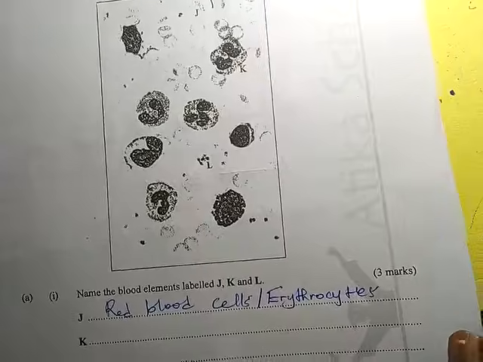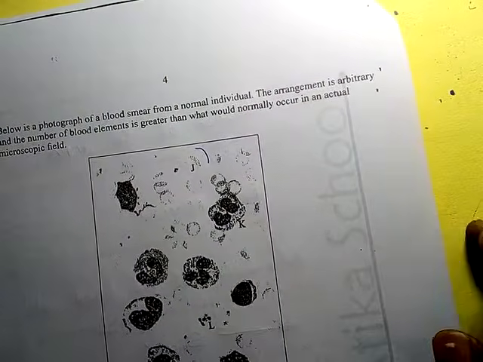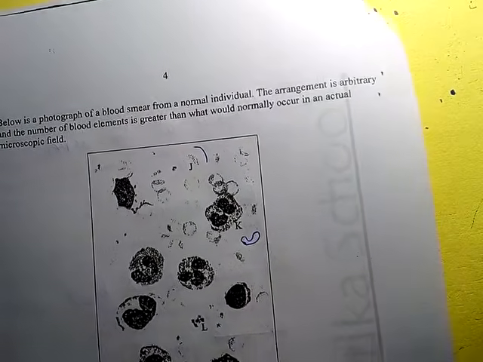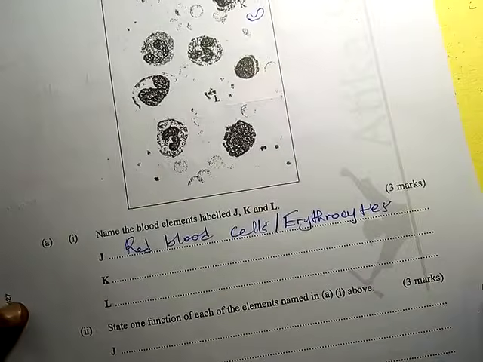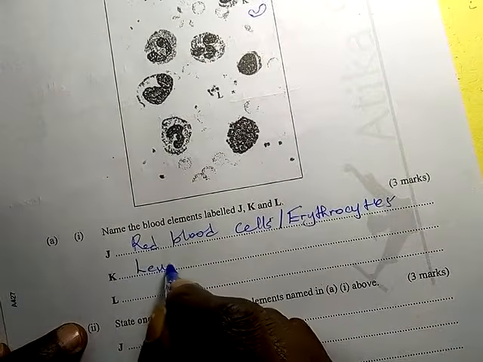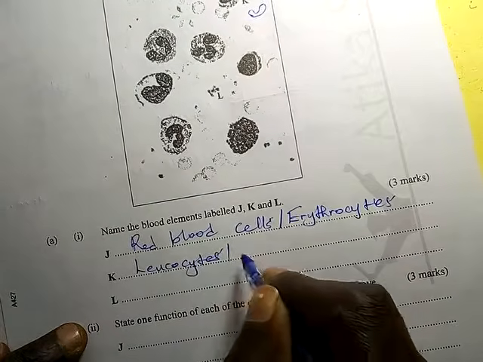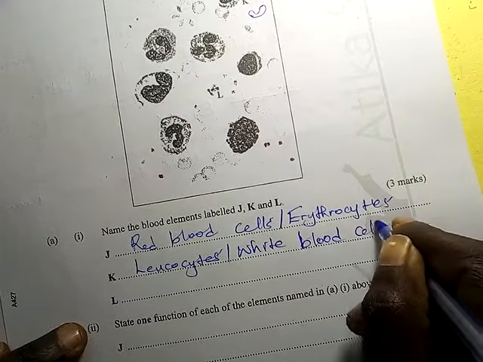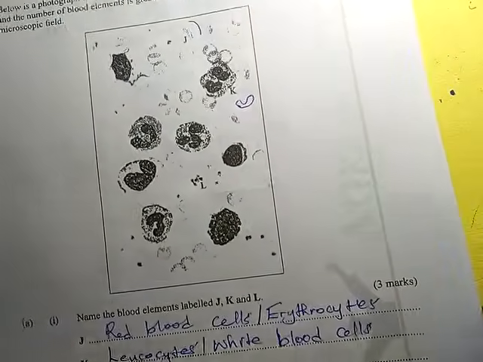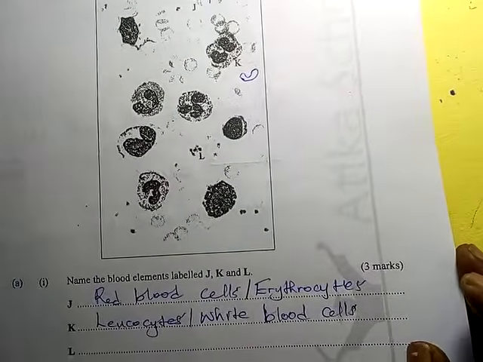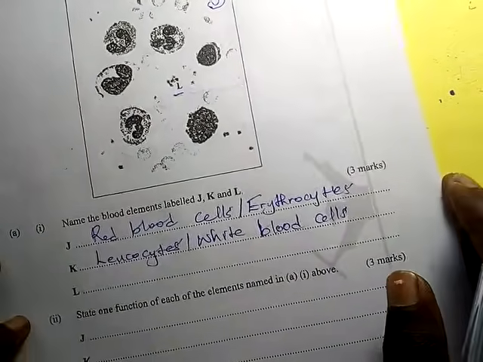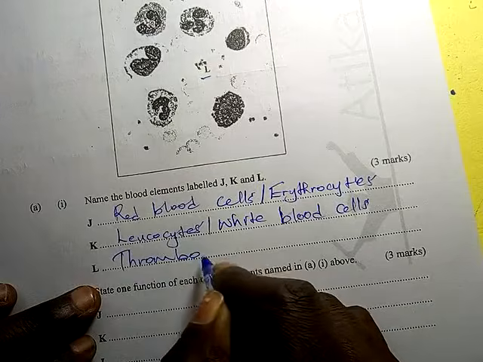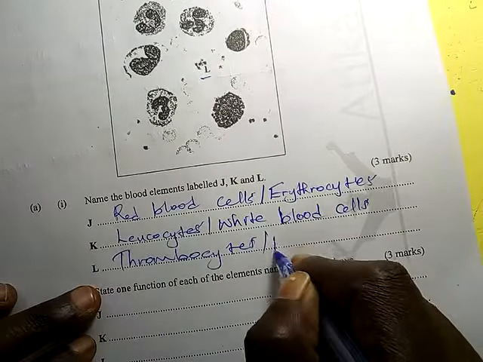And K, as you can see, they have amoebic movement. They resemble amoebic movement. Automatically, this is the leukocytes, or the white blood cells. They are very small, as you can see, but they are the thrombocytes, or the platelets.